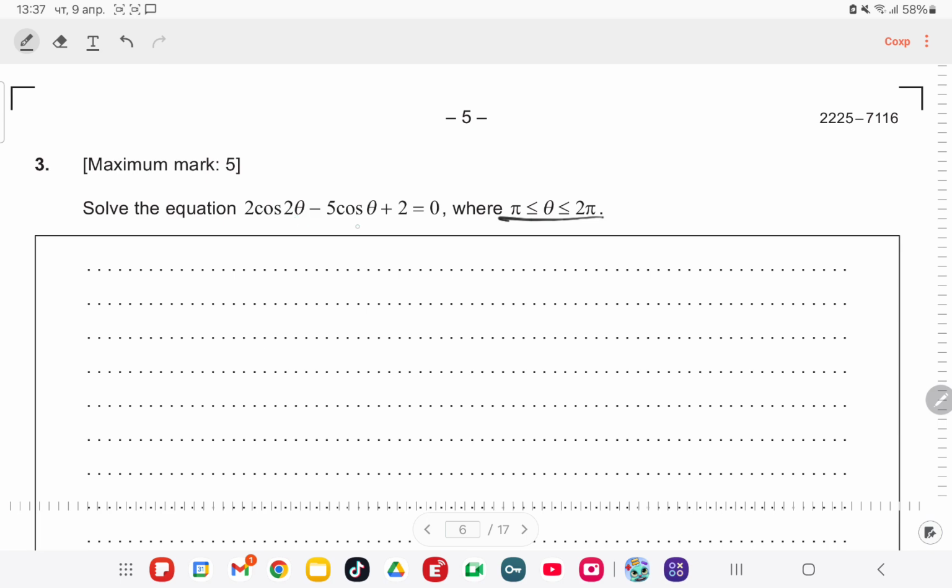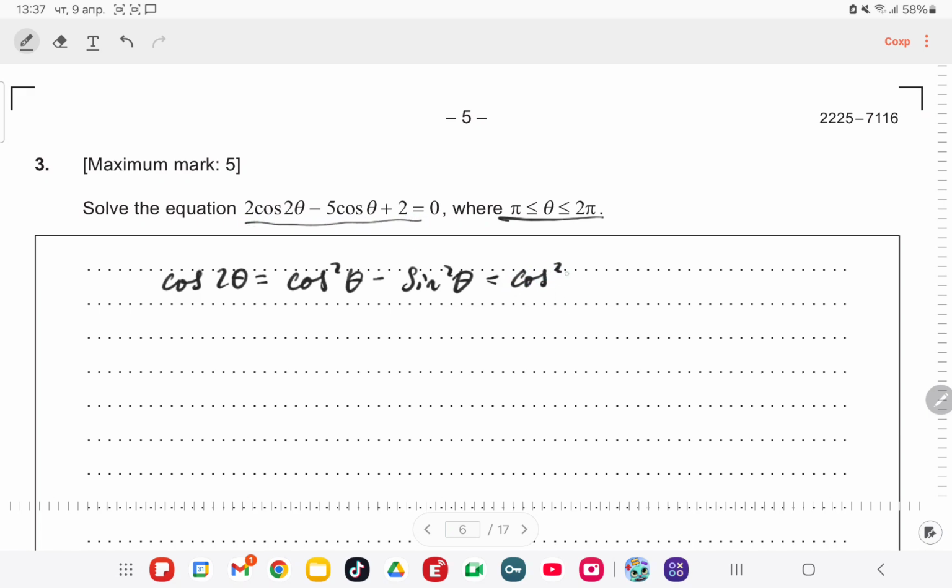Okay, let's do that. You see that in this equation we have different arguments, 2 theta and theta here, so we have to make the same argument. That is why, knowing the formula for cosine 2 theta, it is equal to cosine squared theta minus sine squared theta. Now let's convert everything to cosine, because this equation is in terms of cosine, right?